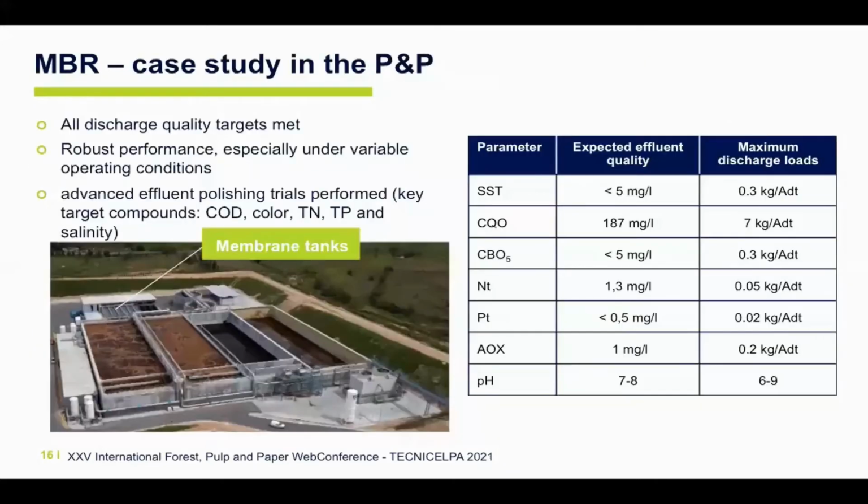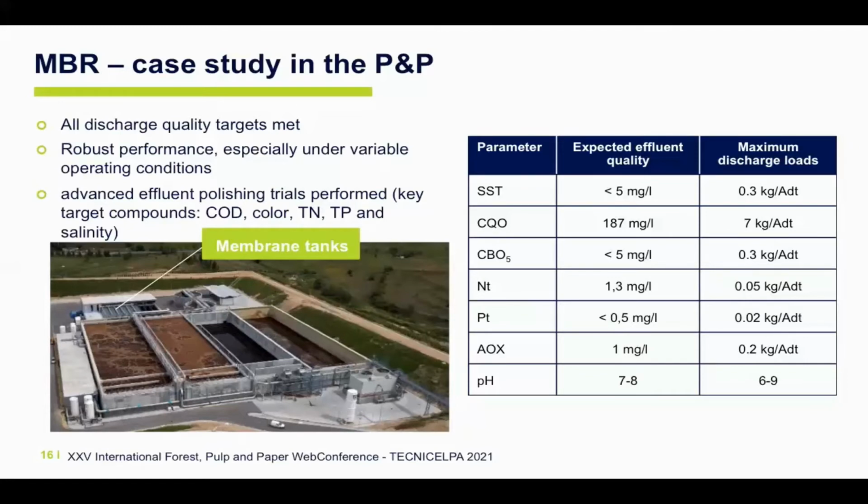This is a case study in the pulp and paper industry where very stringent discharge limits were being applied, as well as limitations on the flow that could be discharged. So the MBR proved to meet all quality targets in a very robust way, even under variable operation conditions.